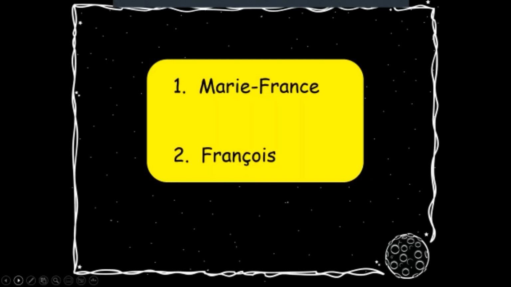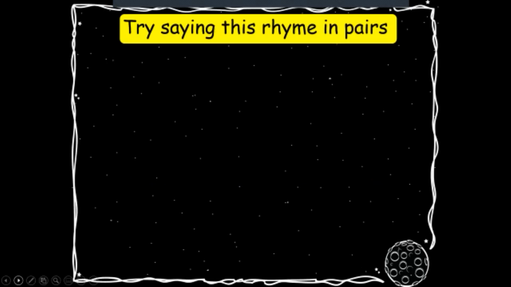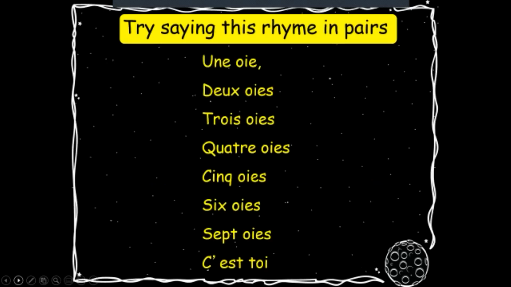And then we'd give them a rhyme. Une oie, deux oies, trois oies, quatre oies, cinq oies, six oies, sept oies. Or it could be a tongue twister, which I'm not going to play to you.